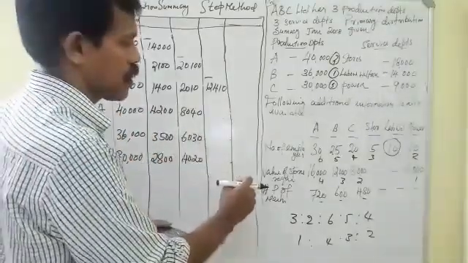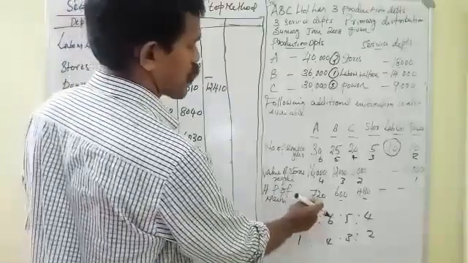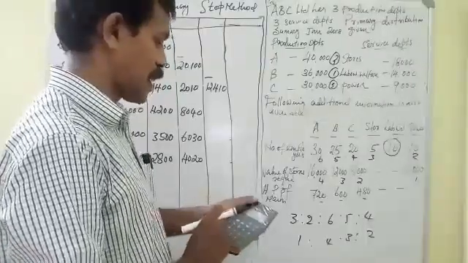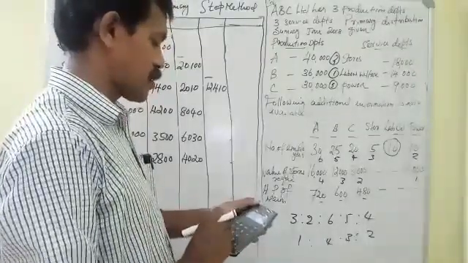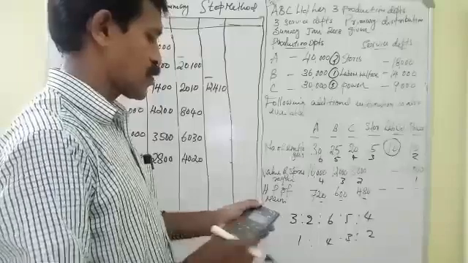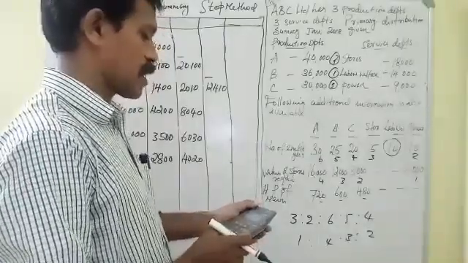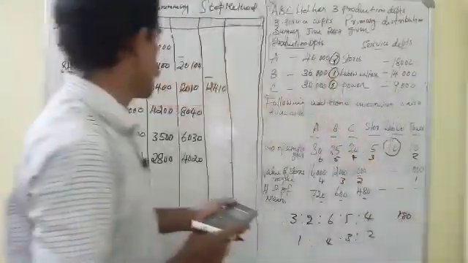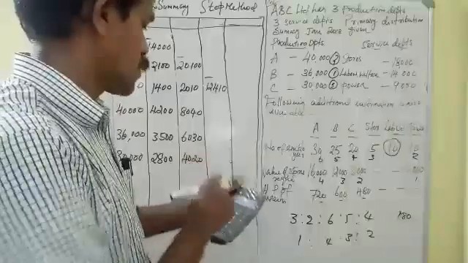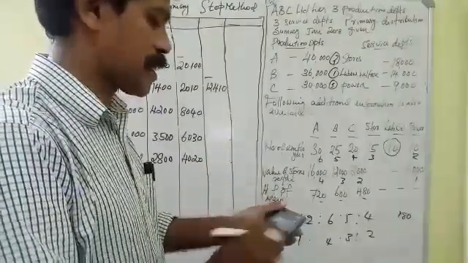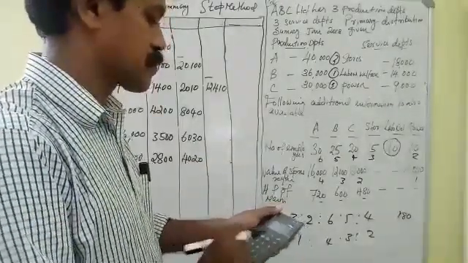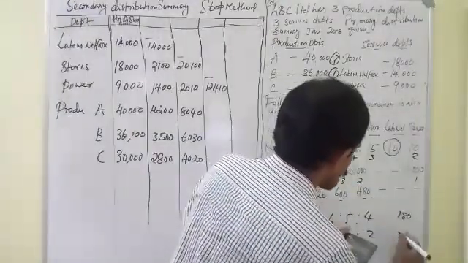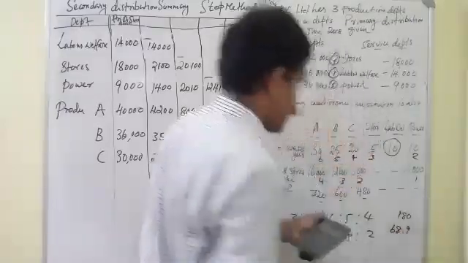Then the basis for apportionment is HP of machine: 720, 648. We take it as 72, 60, and 48. Then the total is 72 plus 60 plus 48, that comes to 180. Then we distribute this 12,410 among our production departments, and the division comes to 68.94.